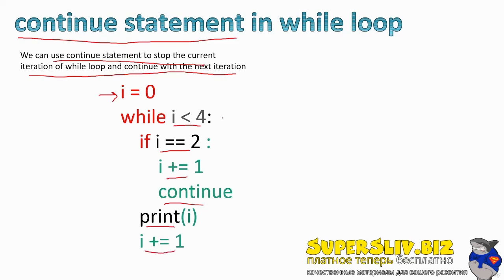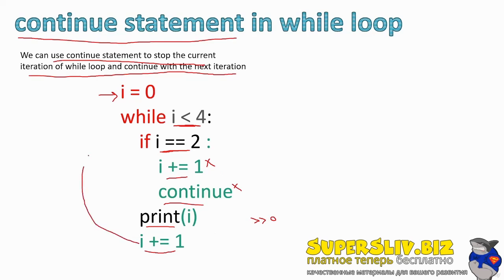Now let us see how this is going to work. First I is equal to 0. So it is less than 4. This condition is true. Then it will check whether this condition is true or not. So I is not equal to 2. These two codes will be skipped. Then it will print I is equal to 0. Then it will add 1 to the I.